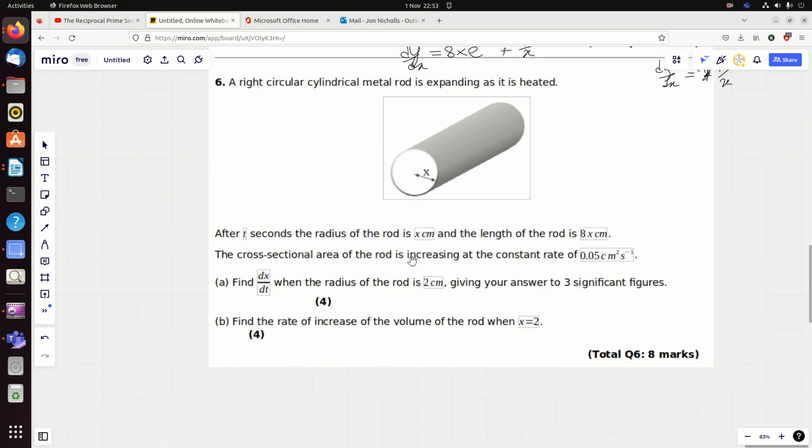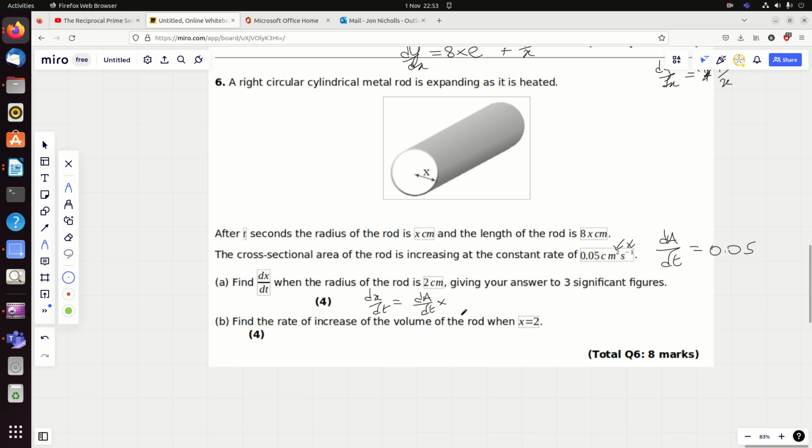Okay, next one, pretty standard stuff. These can be quite confusing though. They can get the better of you. I know what you mean. It's not simple. So the cross-sectional area of the rod is increasing at this rate. Now look at the units. This is dA by dt because it's area with respect to time, and that's 0.05. We want dx by dt. So I guess we're going to have to use dA by dt as that's what we've got.